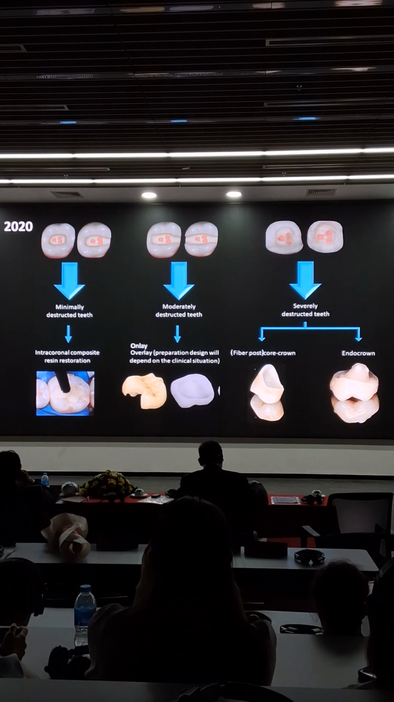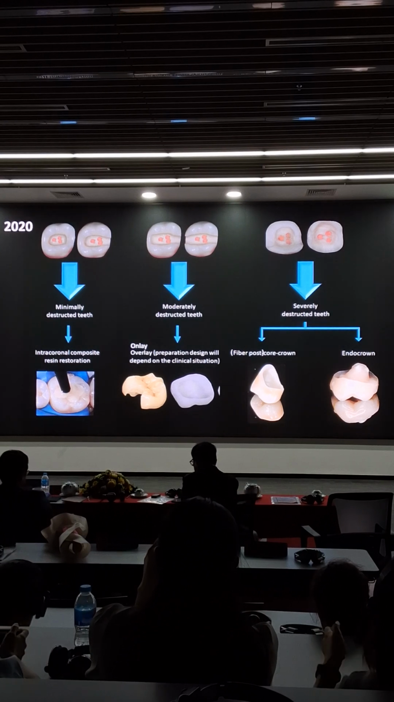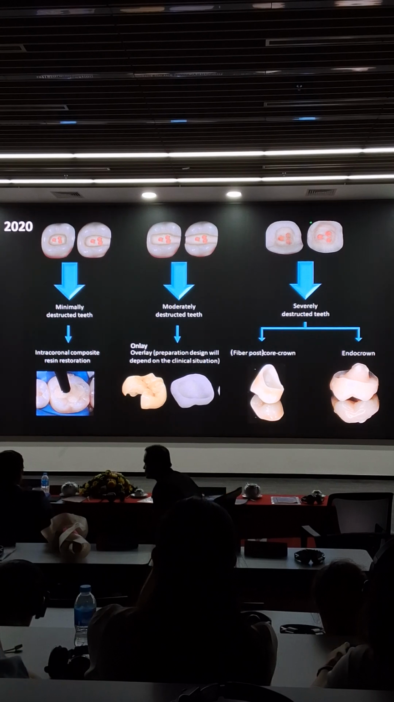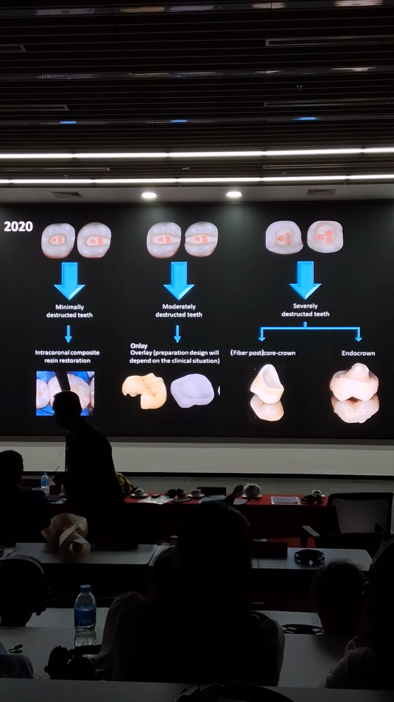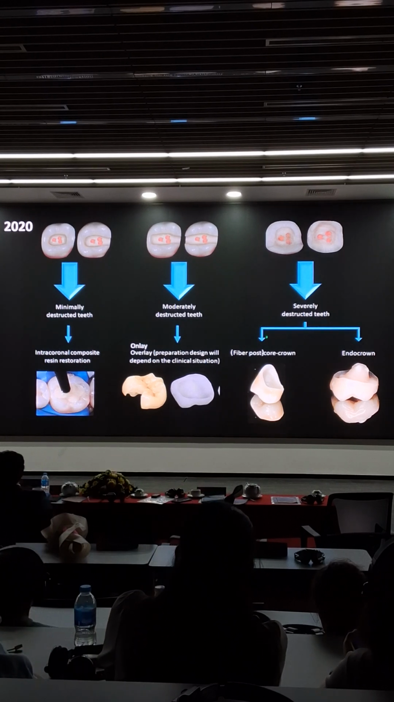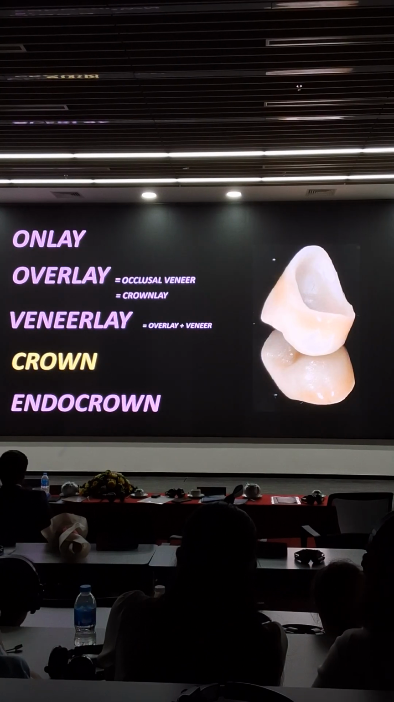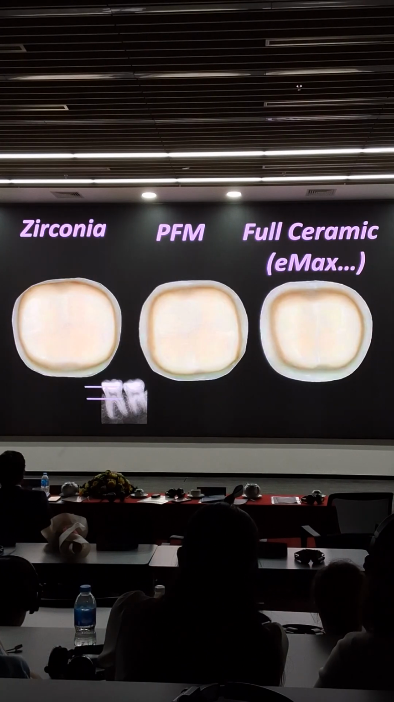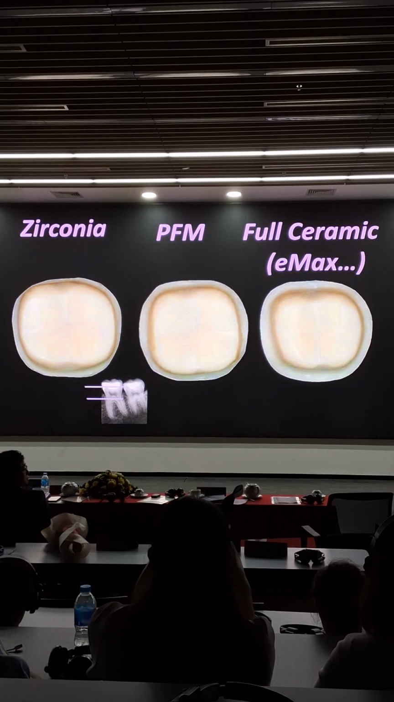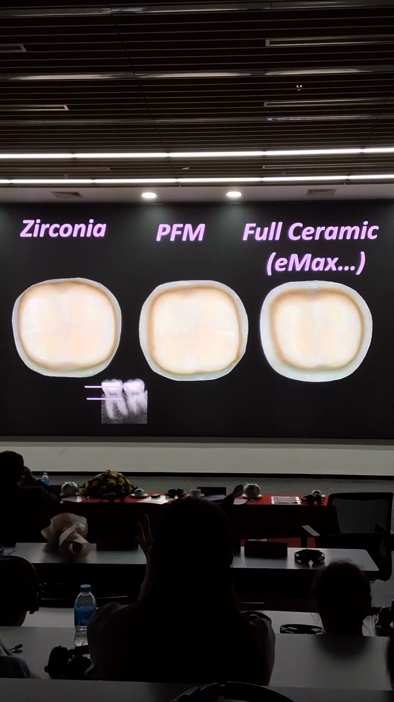So now to finish, we will see the case of the teeth where you lose a lot of tooth structure. So if the tooth loses a lot of structure, if I need a post, I can do a crown, or I can do also an onlay. So if you do a crown, which material to use? You can use zirconia, you can use PFM, porcelain fused to metal, or you can use good ceramic like IMAX.